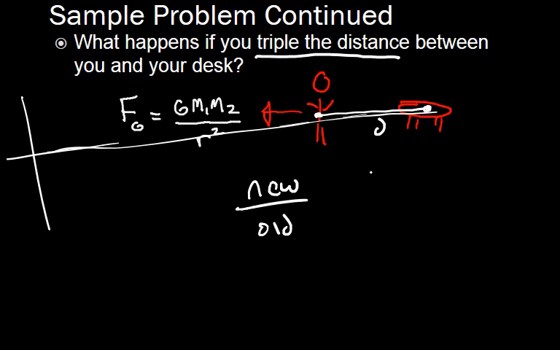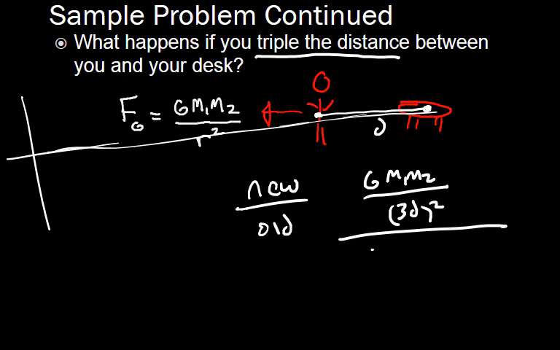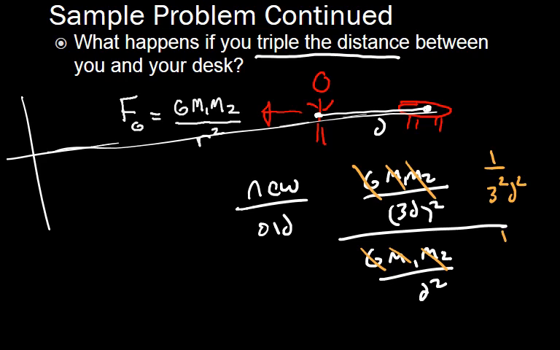And so we set up G m1 m2 over 3 times the distance squared. And then the original situation is just distance squared. So the gravitational constant's the same, mass1's the same, mass2's the same. So we have 1 over 3 squared, d squared over 1 over d squared. And we can multiply the top and bottom by d squared. So it's going to be 1/9 as strong. And that's good practice there.